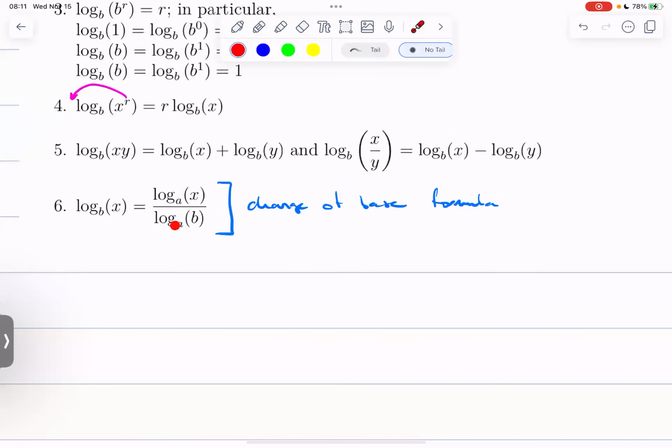The change of base formula is more if you have not a fancy calculator. We have a fancy calculator that you can tell it what base you want. But if you're stuck with only log base 10 and log base e buttons on your calculator, then you can still use that to calculate any base.